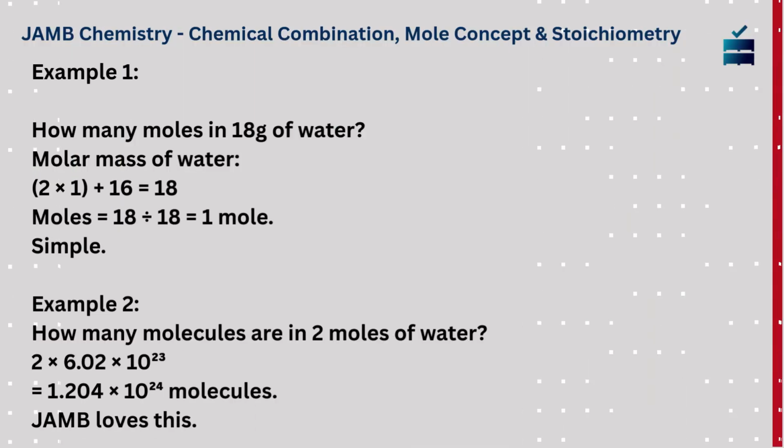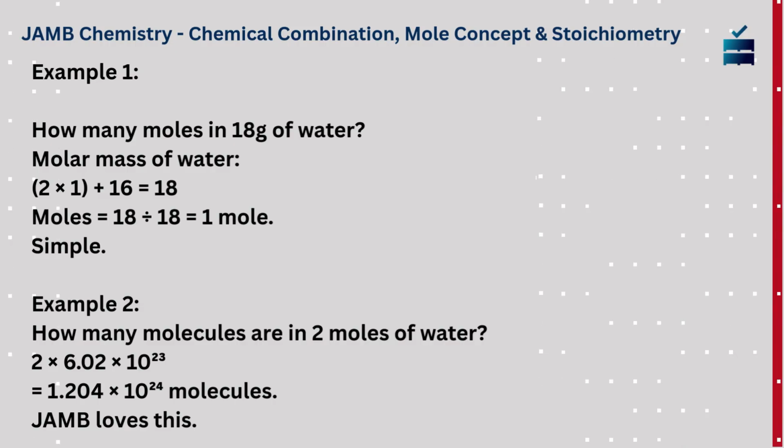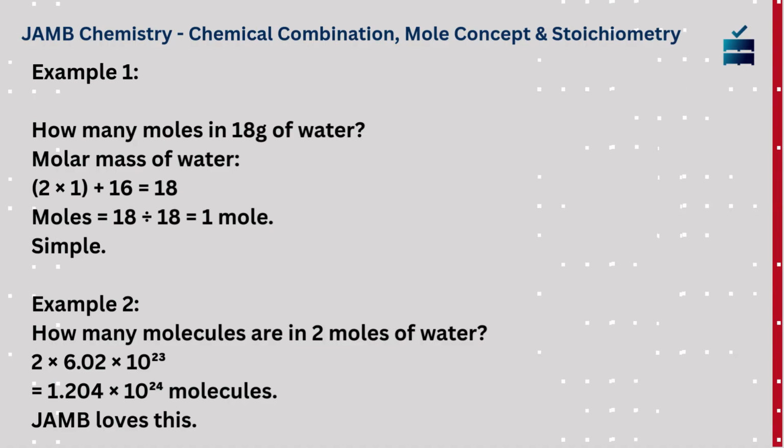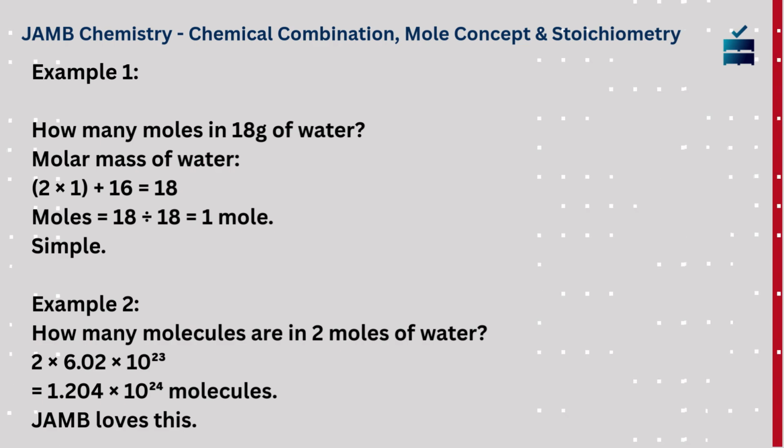Example 1. How many moles in 18 grams of water? Molar mass of water: 2 times 1, plus 16 equals 18. Moles equals 18 divided by 18 equals 1 mole. Simple. Example 2. How many molecules are in 2 moles of water? 2 times 6.02 times 10 to the power of 23 equals 1.204 times 10 to the power of 24 molecules. JAMB loves this.